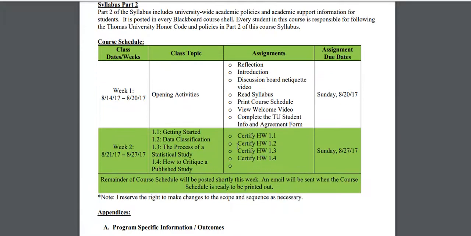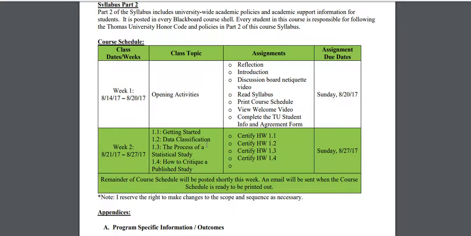So here's a snippet of the course schedule, and you'll see that this is what it'll kind of look like, and eventually, when this is ready, you'll print it out. So you can see I already have the opening activities posted here, and it said they're due on the 20th, and you can see that this is your list of things to do, and I'll show you where those are in just a moment.